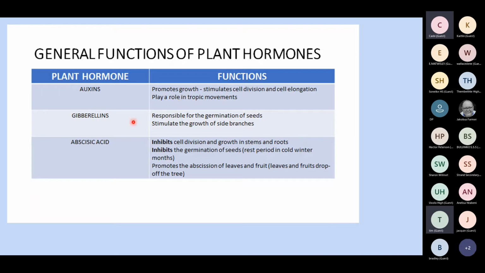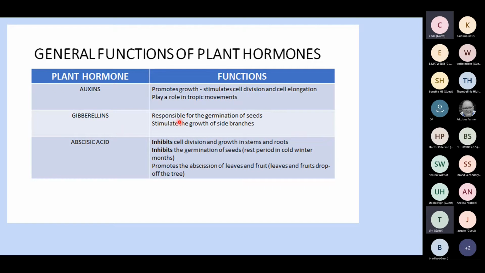What is the function of the auxins? What's the function of the gibberellins? What's the function of abscisic acid? Now on my screen, auxins promote growth. They stimulate cell division and cell elongation. All of those things are on your page. They play a role in trophic movements. What do we mean by trophic movements? When we get into the diagrams, I will explain.